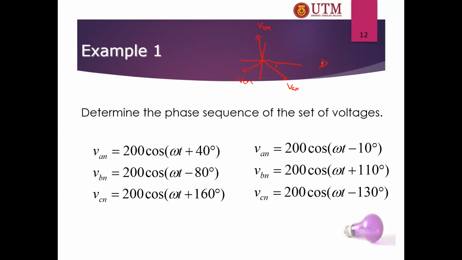If you put your eyes here and it rotates, you will see that this is ACB. And if you rotate as ACB, you will not have the sequence ABC, right? So it will start with ACB. So this one is a negative sequence. That's all for example one.